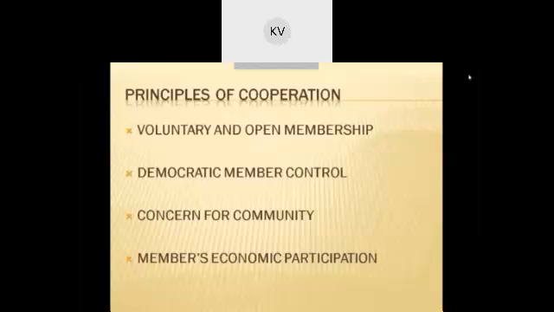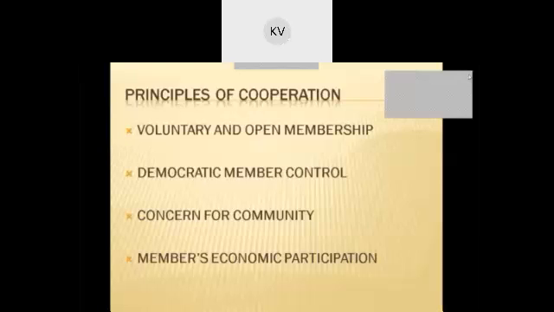Democratic member control. The cooperatives are democratic organizations controlled by their members, those who buy the goods or use the service of the cooperative, who actively participate in setting policies and making decisions. While focusing on the members, each cooperative works for the sustainable development of the community through policies and programs accepted by the members.